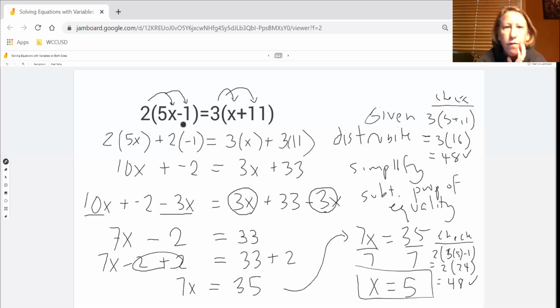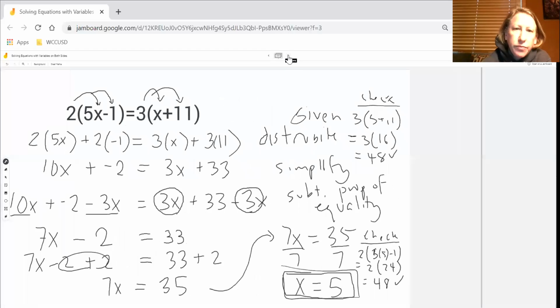See, if I put the 5 on this side, it's 48. And if I put the 5 in right here, it's 48. That means I know I got the right answer. I found the value of the variable that makes the equation true, makes both sides the same.